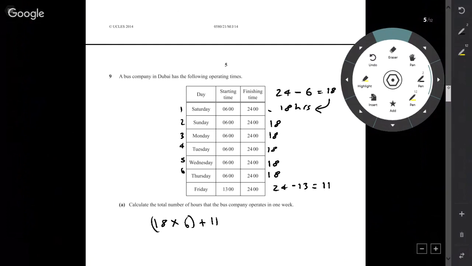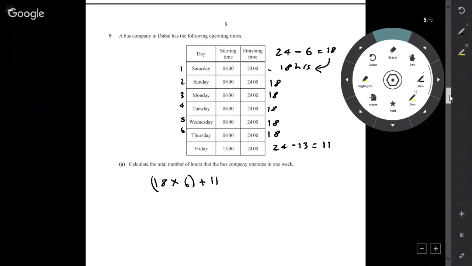This is 18 hours. I found this out by minusing 24, which is their finishing time, or midnight, minus 6, which is 18. So I've written down 18, 18, 18, 18, 18, 18. You can see Friday, they have different times. So again, I've just done 24 minus 13, which brings us to 11 hours. So that means there are 6 days a week they're working 18 hours, and one day they're working 11.